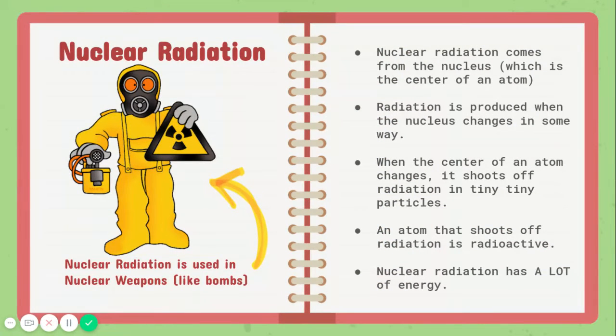Nuclear radiation. This type of radiation comes from the nucleus, which is the center of an atom. This radiation is produced when the nucleus changes in some way. When the center of the atom, the nucleus, changes, it shoots off radiation in tiny, tiny particles. An atom that shoots off radiation is called a radioactive atom. Nuclear radiation has a lot of energy, and it's often used in nuclear weapons like bombs.